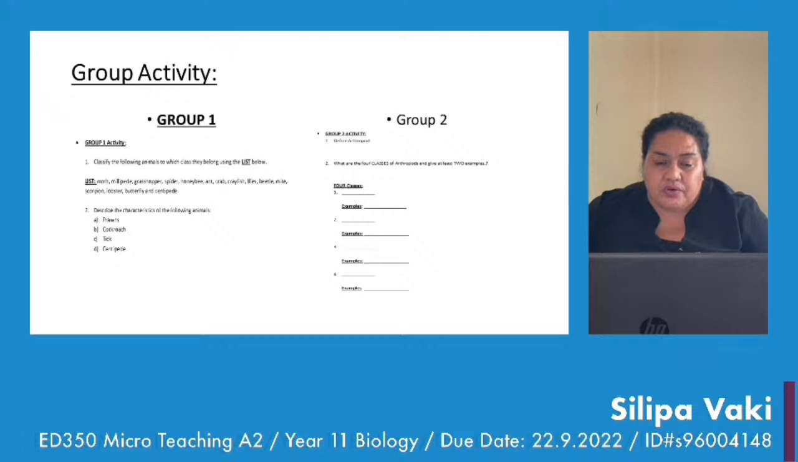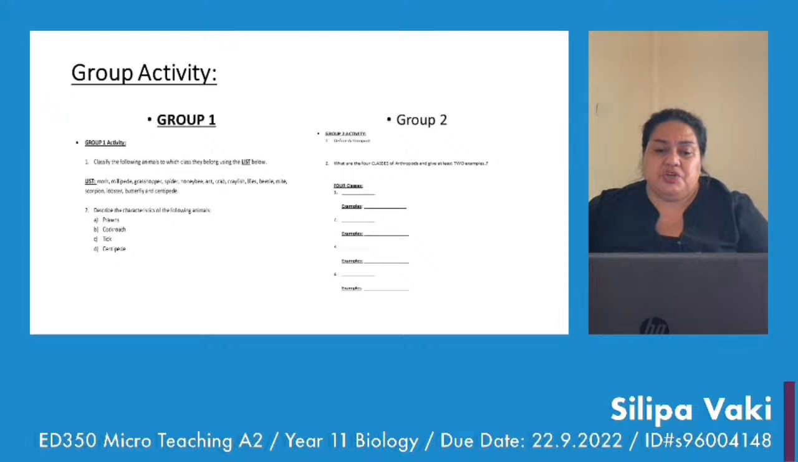For crustacean, only crayfish, lobsters. For arachnid, the spider and scorpion and mites. And for the myriapods class, centipedes and millipedes.